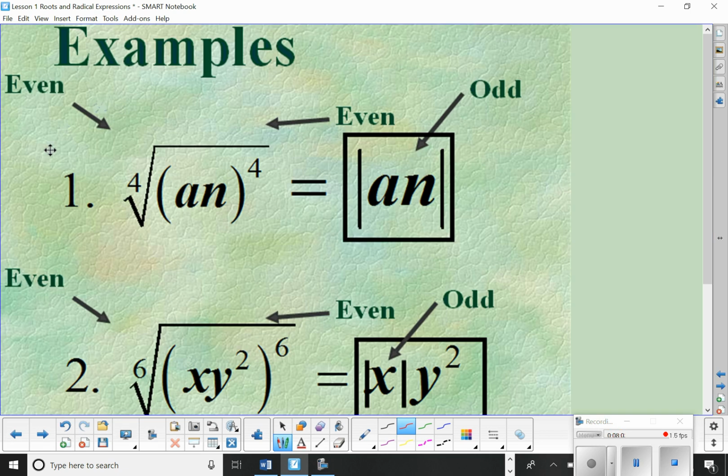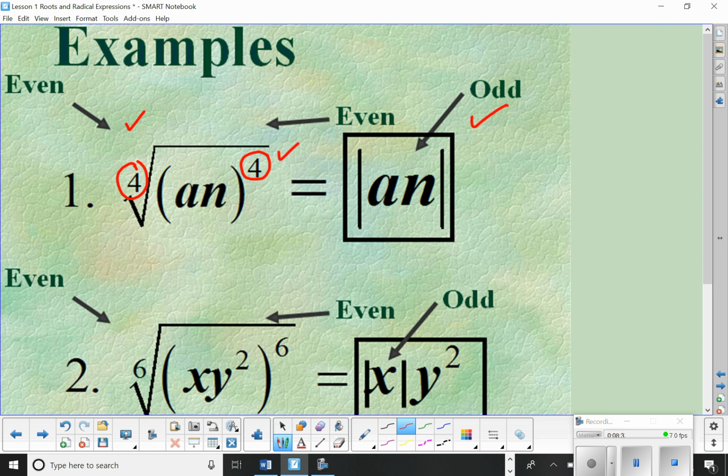Here, I have the 4th root of a to the 4th. If I just take the 4th root of a to the 4th, I get a. Now, I've got to do my test. Do I have an even index? Check. Do I have an even power inside? Check. When it comes out, the power is odd. Check. Therefore, I need absolute values.